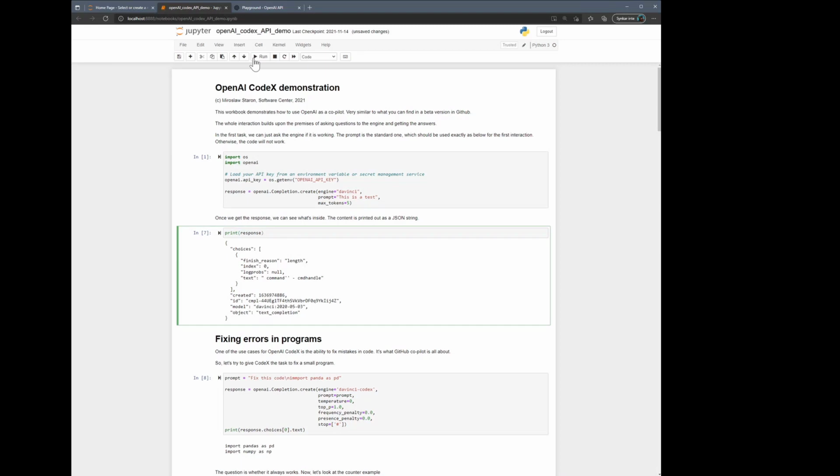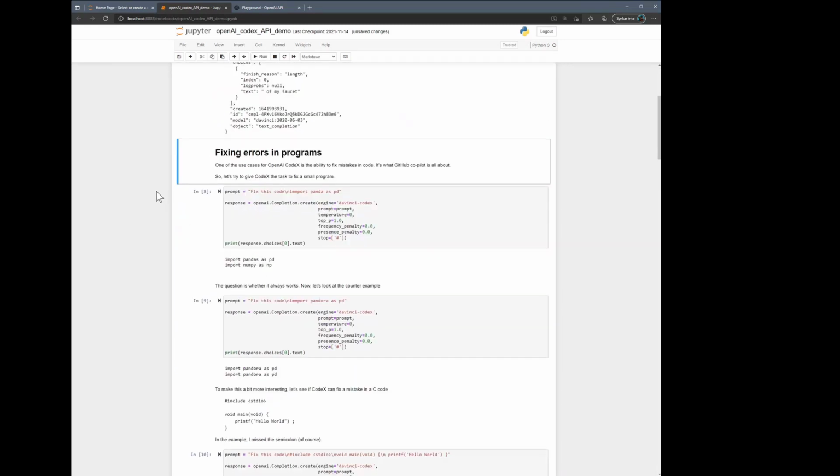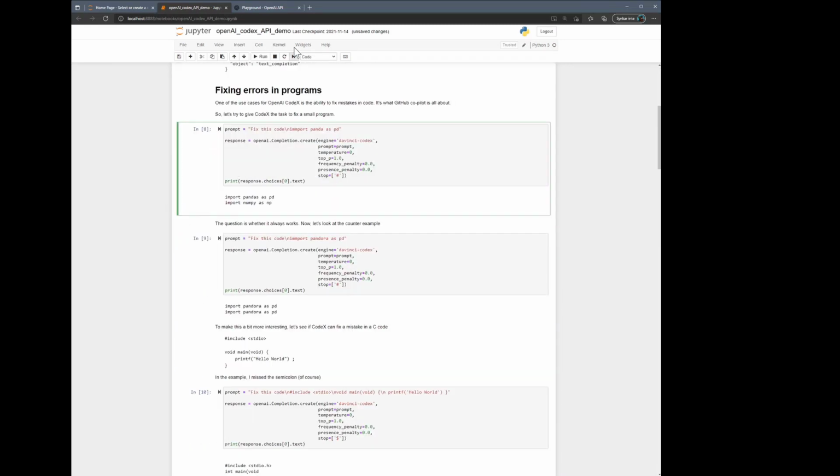So just check if it actually fixes. Yes. What I would like to do is my first act: asking Codex to fix a piece of code for me, right? So I'm asking it to fix this code, import pandas as pd, whereas, as you see, I have a double m in this word. So there is a simple mistake over here.